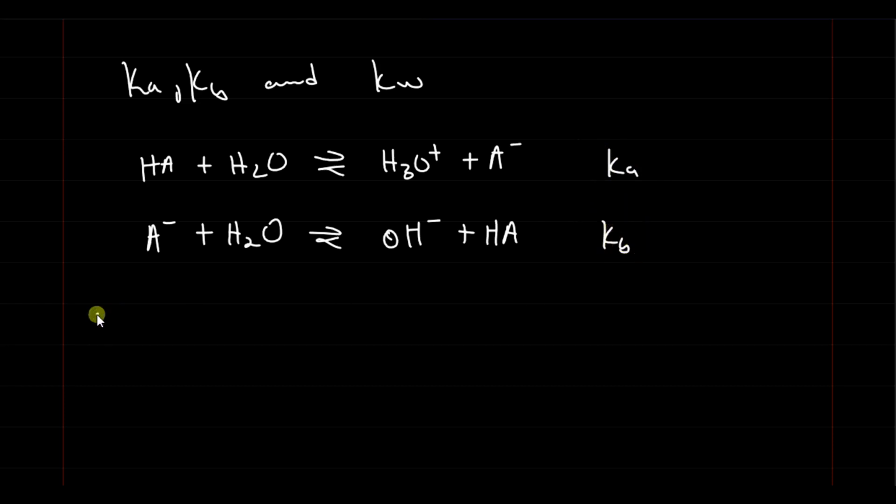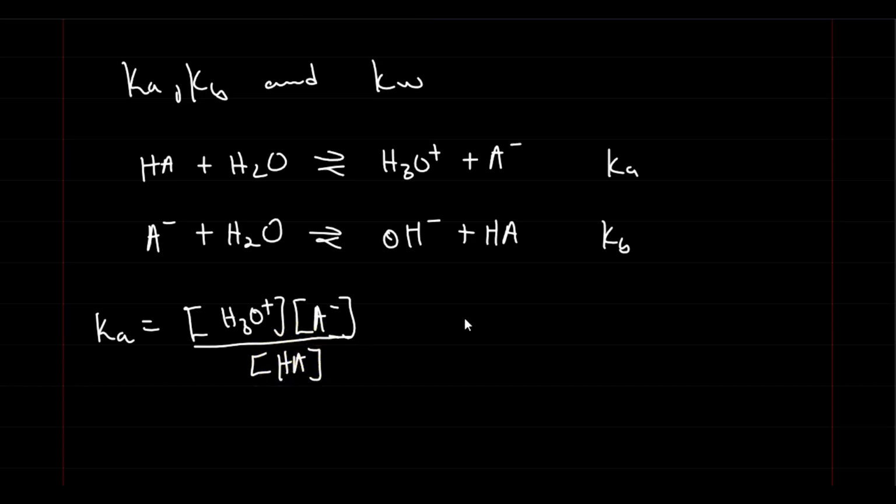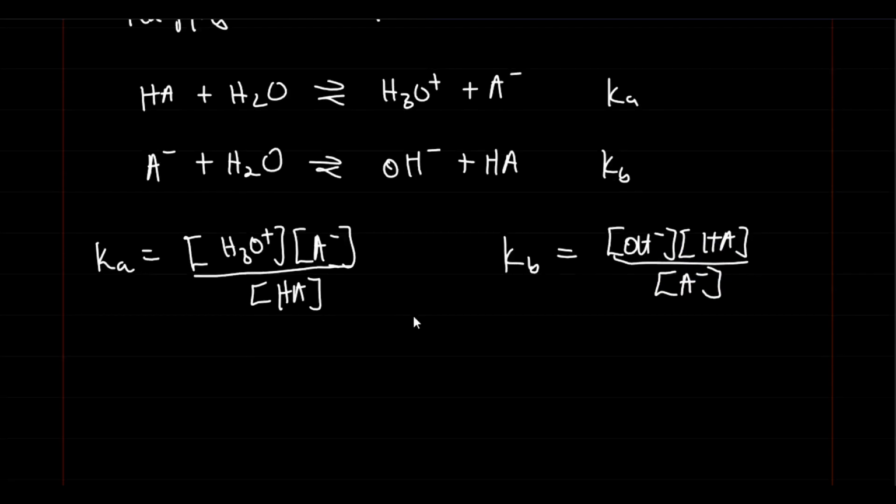We know that KA is equal to the hydronium ion concentration multiplied by the A minus concentration, over the concentration of HA. And KB is equal to the concentration of OH minus multiplied by the concentration of HA, divided by the concentration of the base itself.